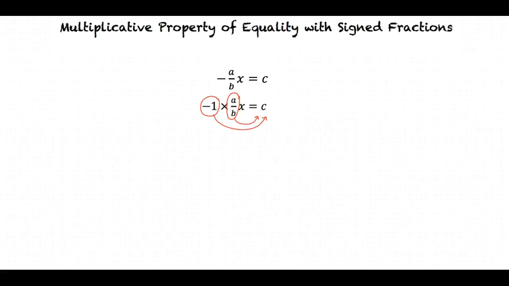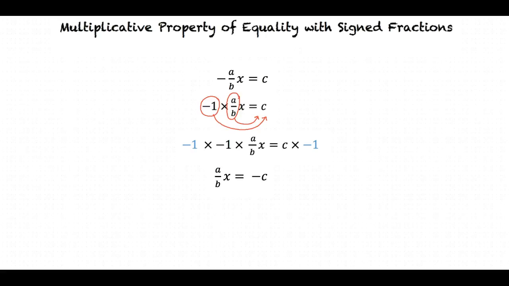To get rid of the -1, we multiply both sides of the equality by -1, which results in -1 times -1 times a over b times x is equal to c times -1. This simplifies down to a over b times x is equal to -c. Now, in order to completely isolate the x, we need to move the a over b over to the other side of the equal sign. It is important to note that the multiplicative inverse of a fraction is computed by switching the numerator and the denominator. So, the inverse of a over b is b over a.